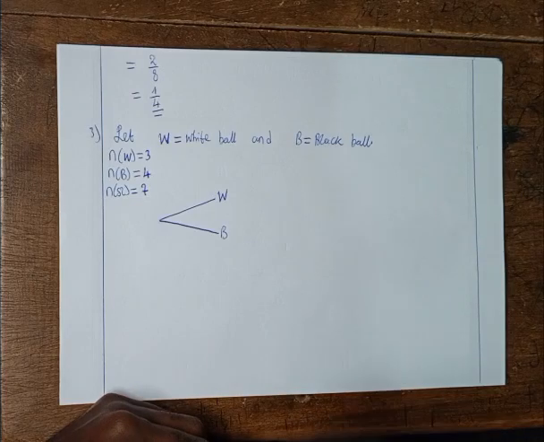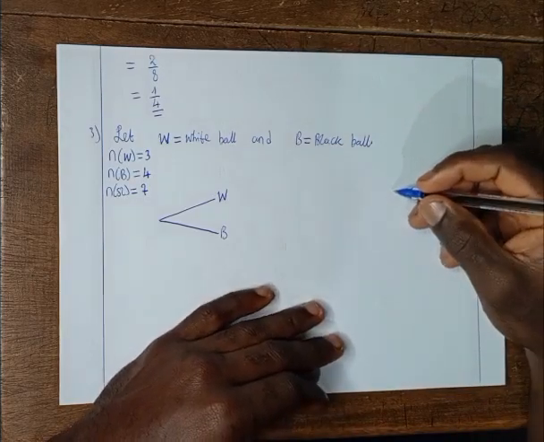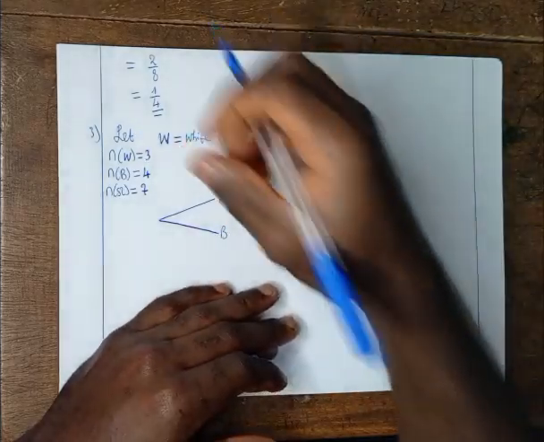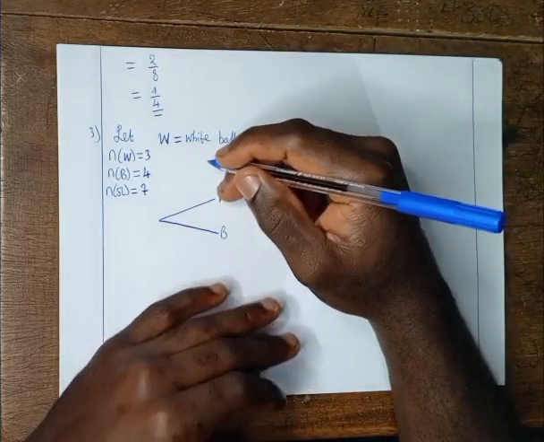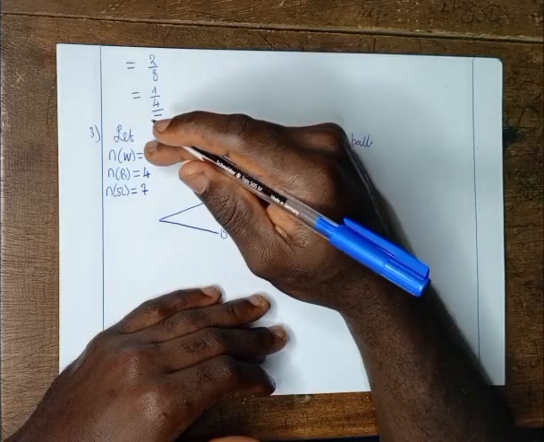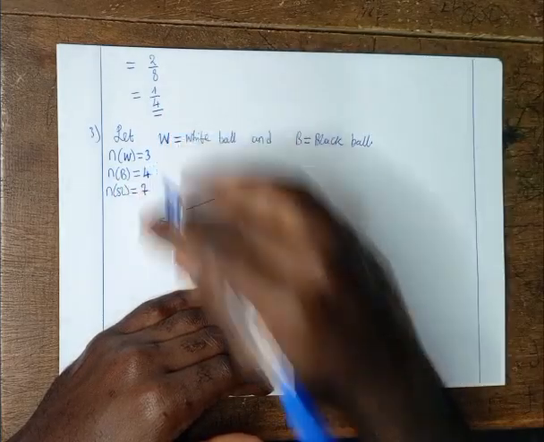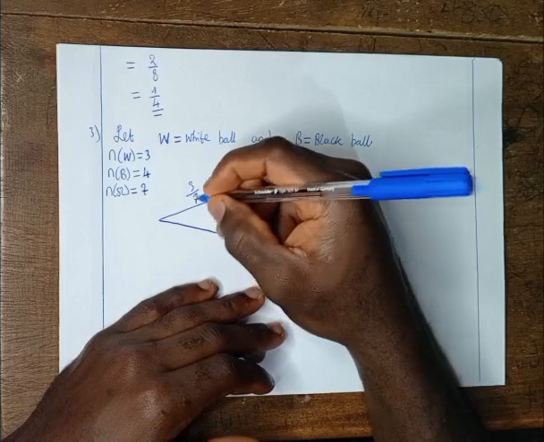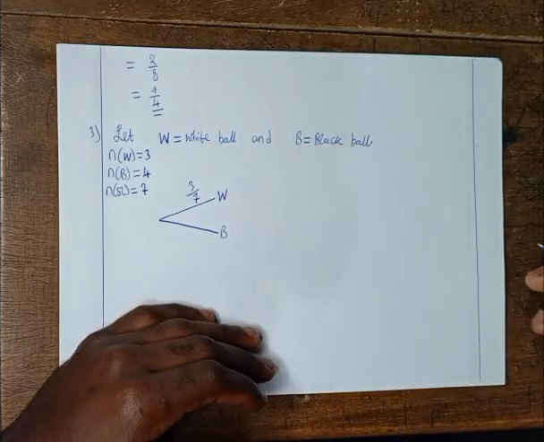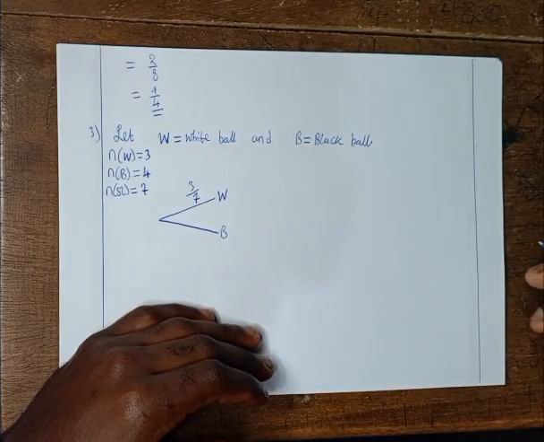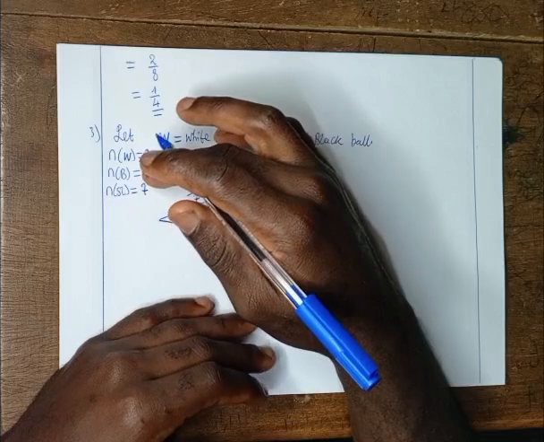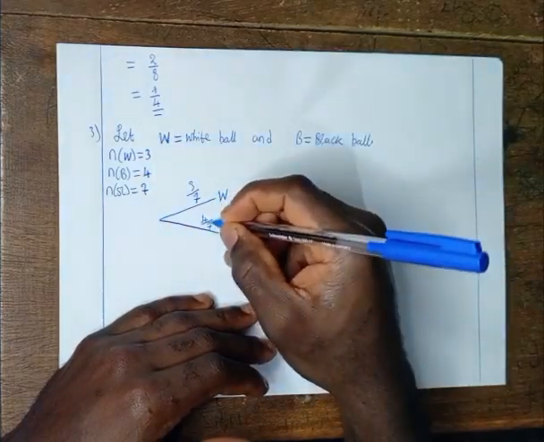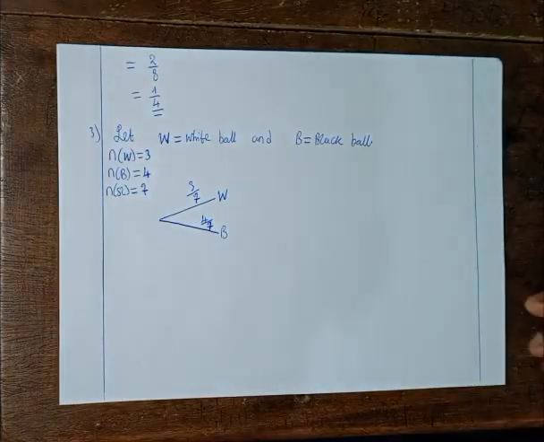Now, the probability of getting a white ball will simply be, from the first removal, when you remove a ball, we are simply going to divide the number of white balls by the total number of balls. So this will give us 3 over 7. Next, the probability of getting a black ball, we divide the number of black balls by the total number of balls. This will give us 4 over 7. Write it here.